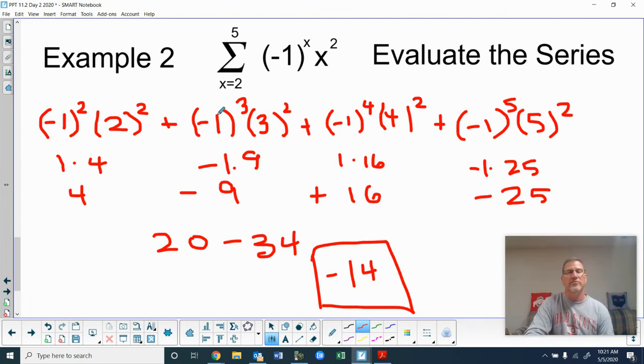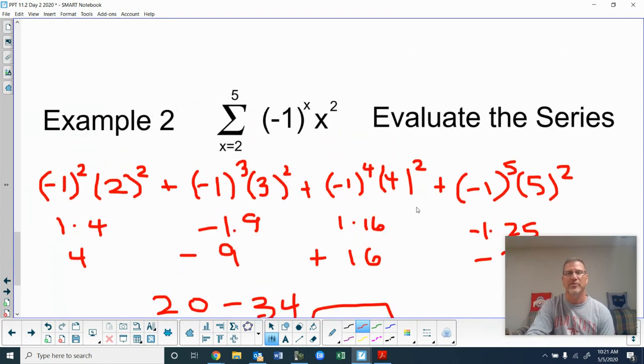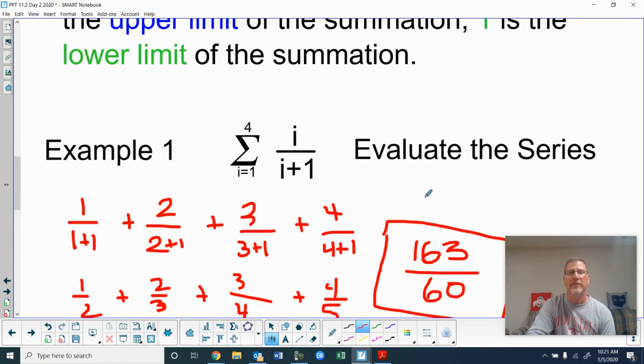Okay? So again, this could be any letter. It'll be in our rule. So we see an x twice in this rule. So we're going to put 2, 3, 4, and 5 in. This upper number, upper limit, tells us what's the last number to put in. So find those 4 answers, 5, 6, whatever you have to do, and then add up your answers to finish or evaluate the series. So hopefully that's pretty easy for you.